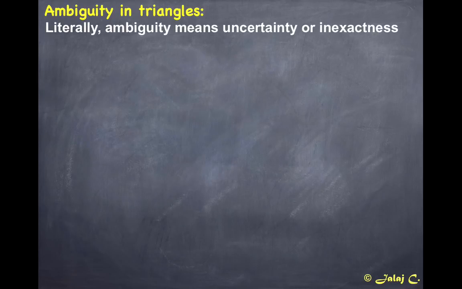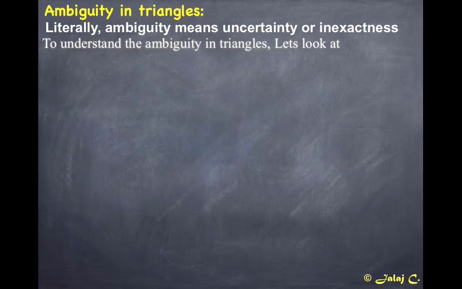Literally, ambiguity means uncertainty or inexactness. That is, when you have some information that may result in more than one possibility. To understand the ambiguity in triangles, let's look at the following situation.